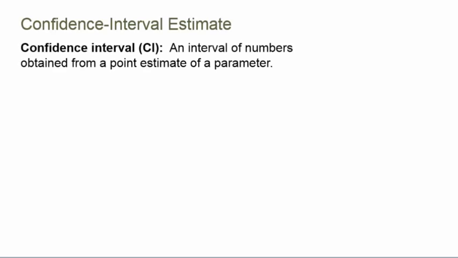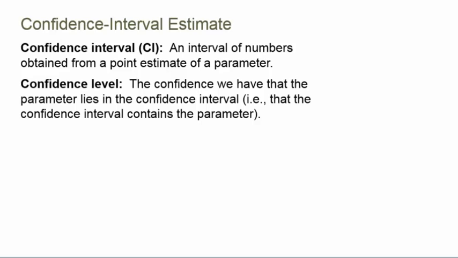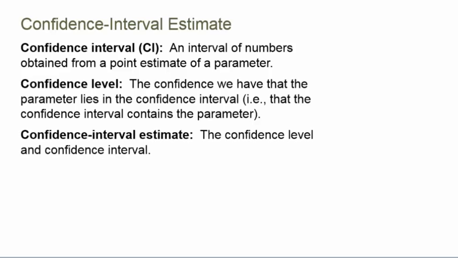Confidence interval estimate. Confidence interval, or CI, an interval of numbers obtained from a point estimate of a parameter. Confidence level, the confidence we have that the parameter lies in the confidence interval, that is, that the confidence interval contains the parameter. Confidence interval estimate, the confidence level and the confidence interval.